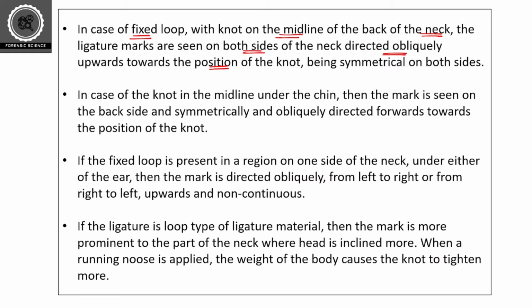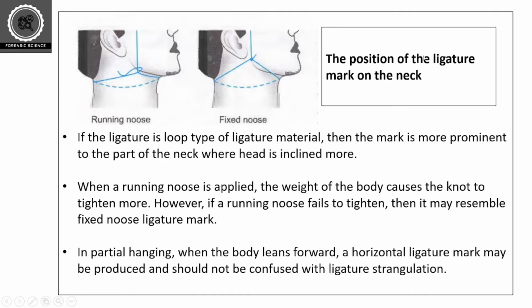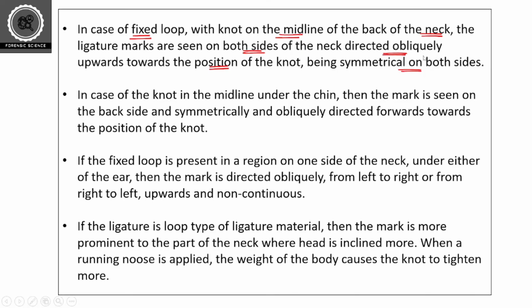Okay, it is slightly upwards, obliquely upwards towards the position of the knot, which is symmetrical for both of the sides. Okay, then in the case of the knot in the midline under the chin, the mark is seen on the back side symmetrically and obliquely directed forward towards the position of the knot.